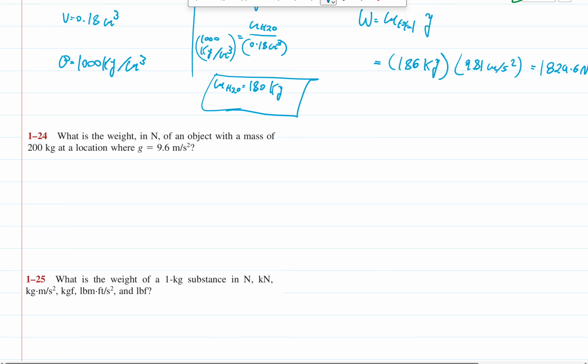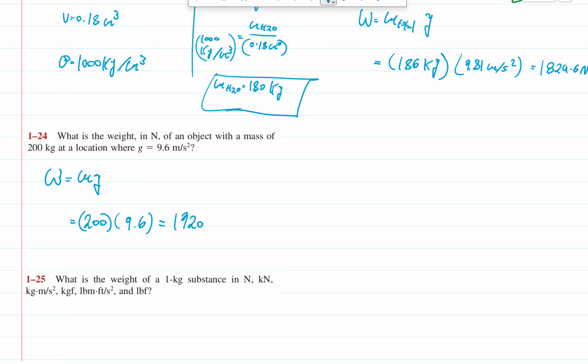All right, for this one, we're going to say that the weight is equal to mg equals 200 times 9.6. That's going to become 1920 newton. That you're done.